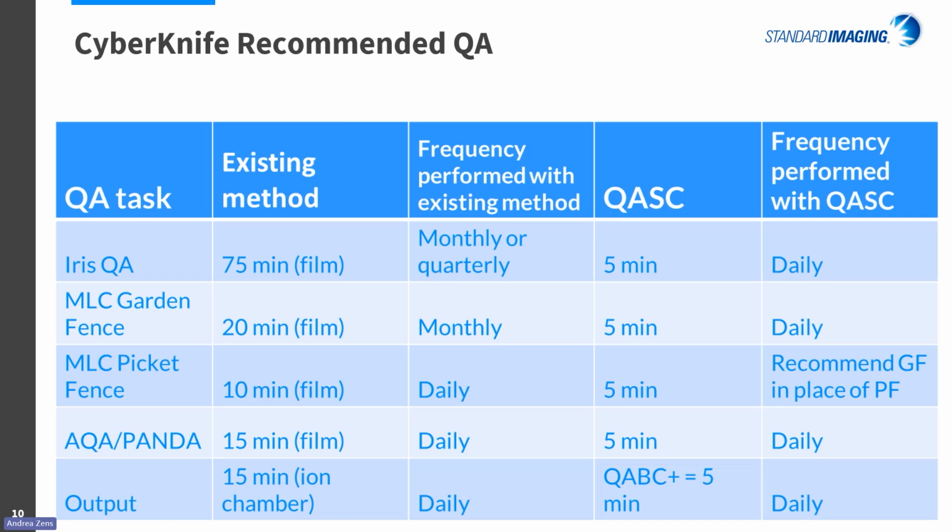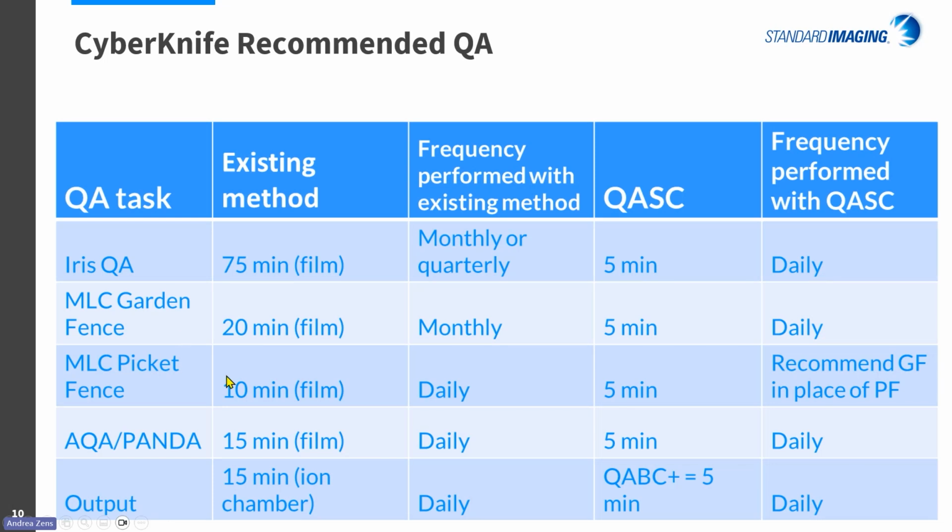Now, this is a chart that shows Accuray's recommendation and frequency of QA. And while some of these are monthly or quarterly, that's because traditional film-based QA is so time-consuming. But with the automation of QA StereoChecker, each of these QA plans are delivered and analyzed in 5 minutes or less, which makes them very doable on a daily basis, which again, to make sure of that mechanical accuracy of your machine, it is very advisable to do these tests every day.